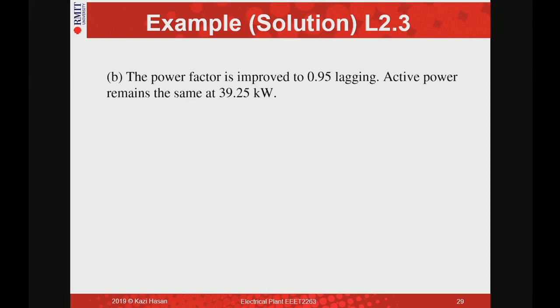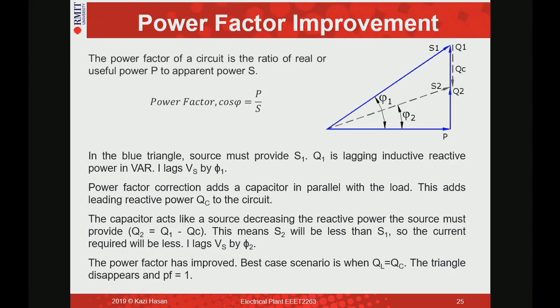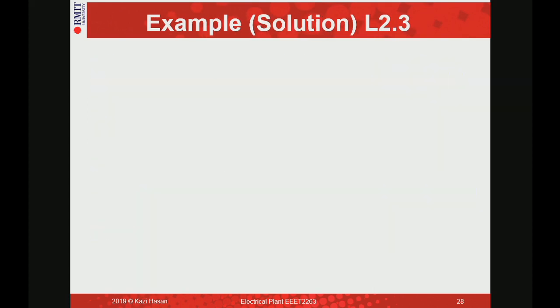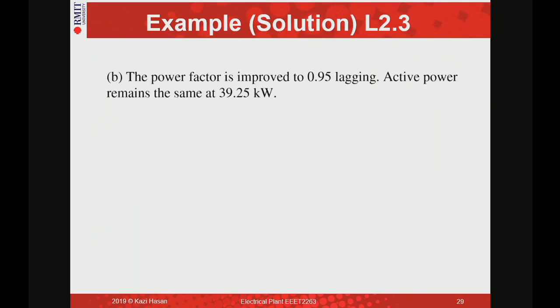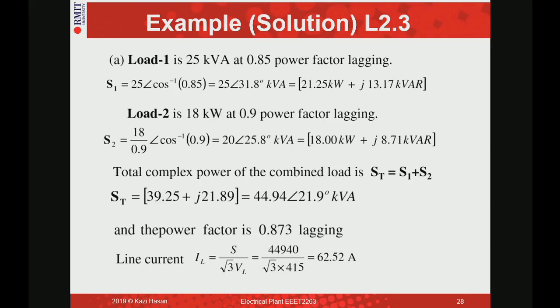Now if you remember our triangle, here P doesn't change. P remains the same. Because of the change of the power factor angle, Q changes, S changes, and theta changes, but P remains the same. So similarly here, the power factor has to be improved to 0.95. Active power remains the same, at 39.25 kilowatt. For the total load, the active power remains the same.